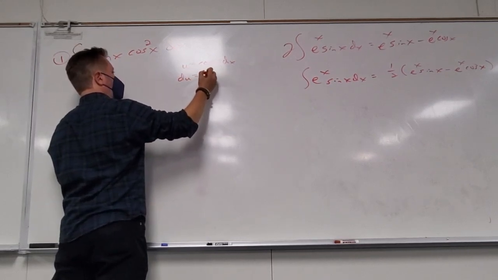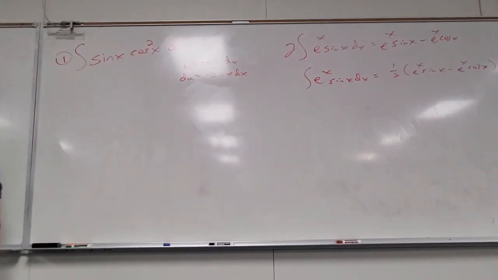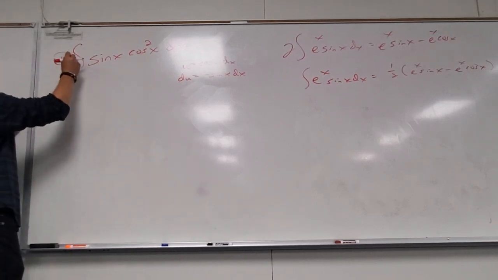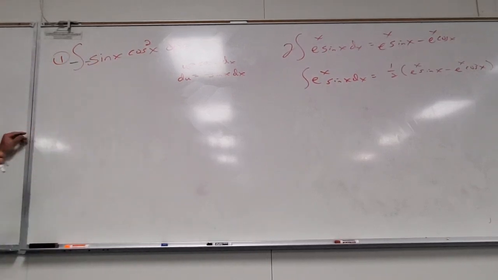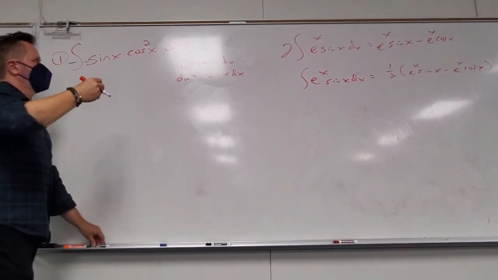Sign. Negative sign. Right? So all I'm missing is a negative sign, a negative sign. So I can make that happen easy, right? Constants don't bother me at all. I can make them show up whenever I need them to.